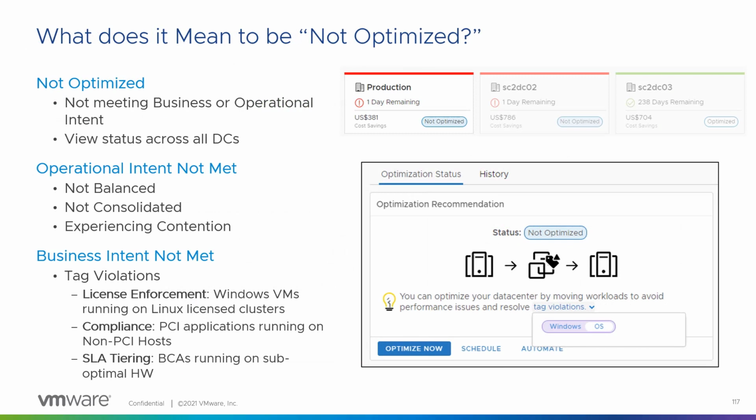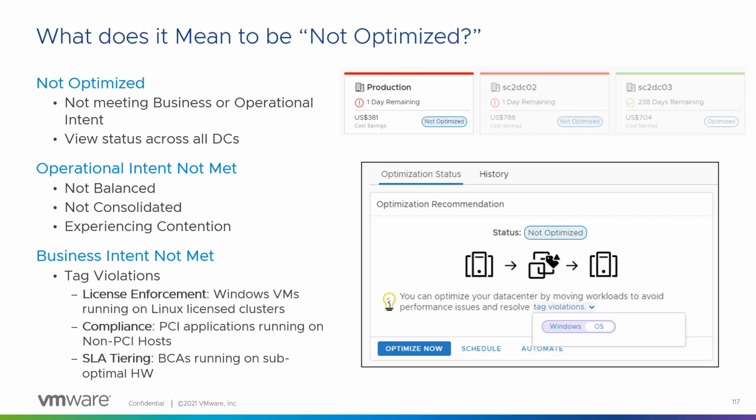Now, once all that's set up, of course, vRealize Operations is watching it, and it's going to determine when one of your data centers is not optimized. Okay, great. I'm going to get a list of data centers across the top of the screen here, as you can see, and it's going to let me know if they're optimized or not optimized. What does that mean if it's not optimized? That means it's not meeting either your operational or business intent.